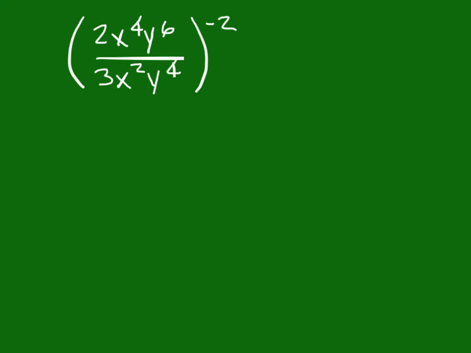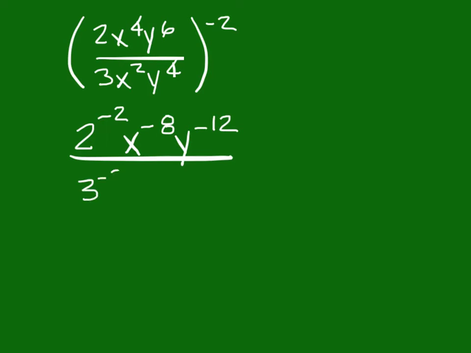The solution for this one, you have to let the negative exponent of 2 act upon each of these in here. Not just the variables, but also the constants. So on the top you'll have 2 to the negative 2 power, and then x to the negative 8th, y to the negative 12th, over 3 to the negative 2 power, x to the negative 4th, y to the negative 8th. Then simplify where you can by moving from top to bottom or vice versa.